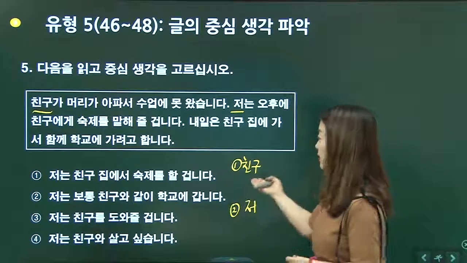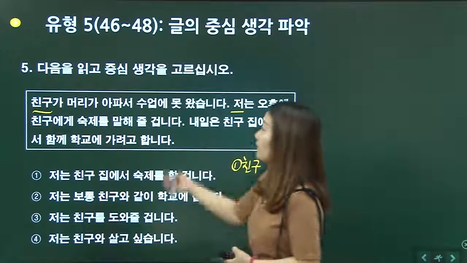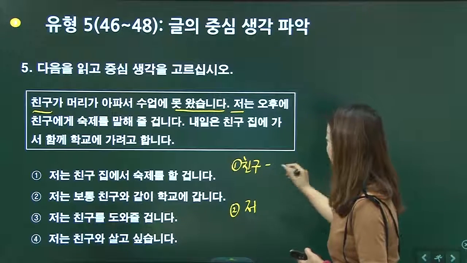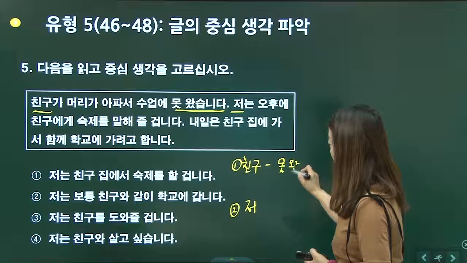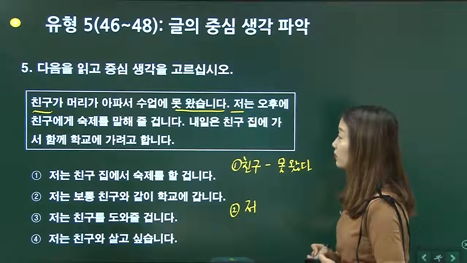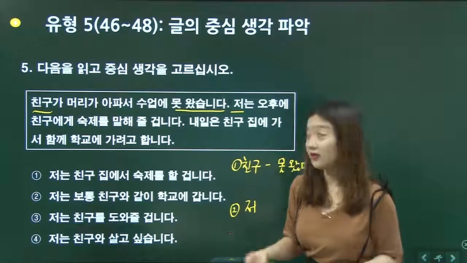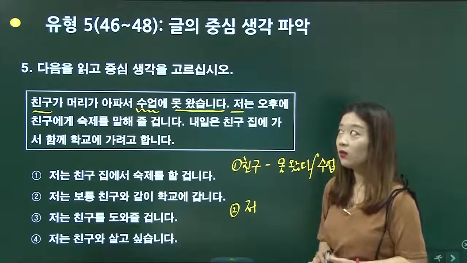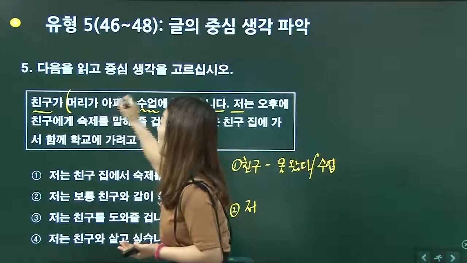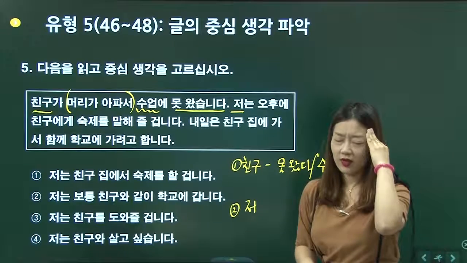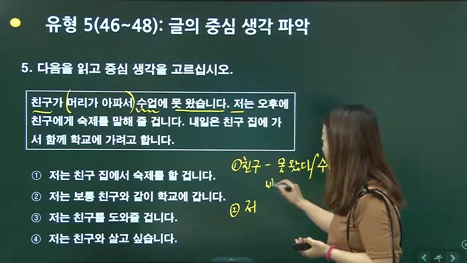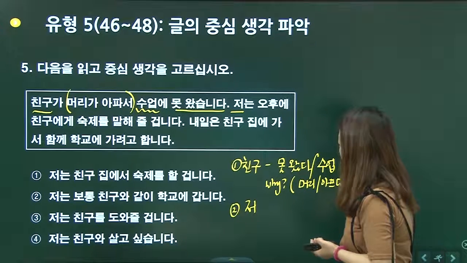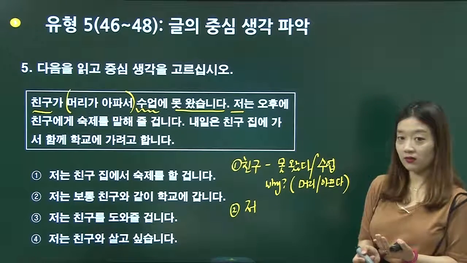So let's find out about the 친구, friend, my friend. So what happened to my friend? 수업에 못 왔습니다. 못 왔습니다 is the main verb. So 친구가 못 왔습니다. Didn't come to. So we can have a question: didn't come where, right? 수업에. 수업에 못 왔어요. Didn't come to class, right? So we can think about why, right? 머리가 아파서. 아이고, 머리가 아파요. Headache. Because why? 머리가 아파요. 아프다. Have a headache, right? Can you see?